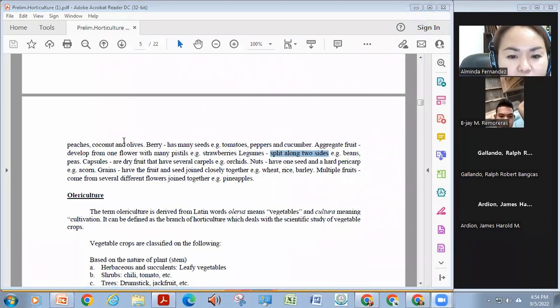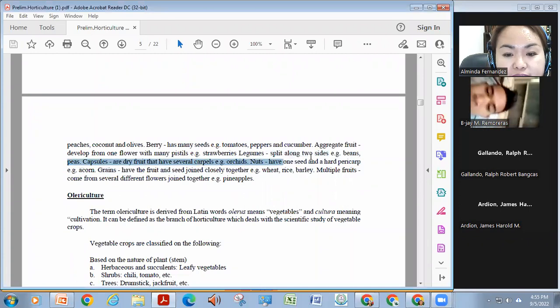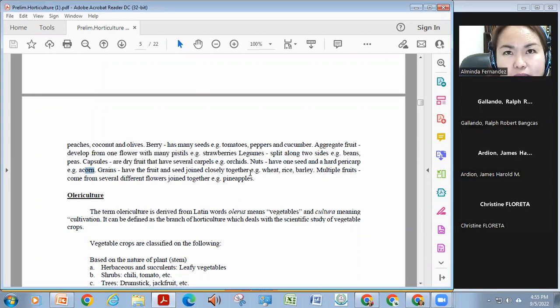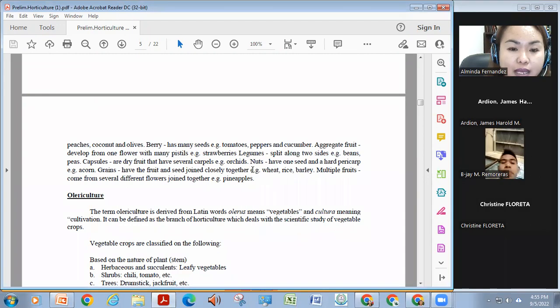Yan. Nawala ko. And capsules are dry fruit that have several carpels like the orchids. So those are called capsules. And nuts, therefore, are one-seeded and with a hard pericarp. No, like the acorn. Ano pa? Ayan na siya. Pili nut, no? Those are nuts. So meron siyang isang seed na napaka-hard ang pericarp. So ang peanut is not a nut, it's a legume.